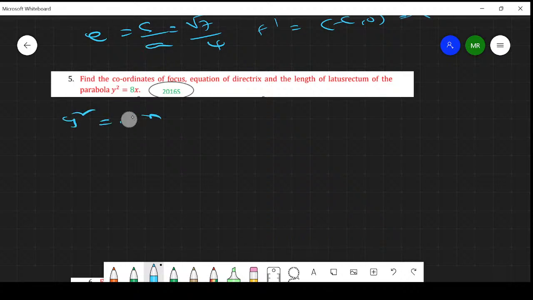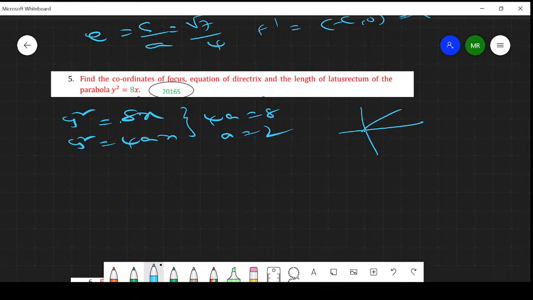Then I can compare with y square equal to 4ax. When you are comparing, 4a is equal to 8, a is equal to 2. That means the parabola opens to the right side. This is the parabola, y axis, x axis, origin. This is the parabola y square equal to 8x.